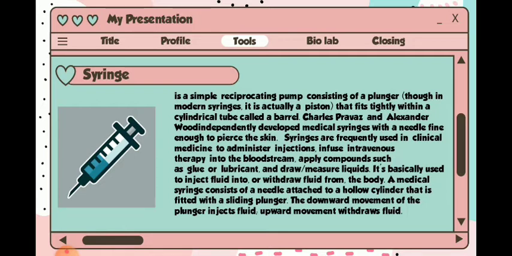Syringes are frequently used in clinical medicine to administer injections, infuse intravenous therapy into the bloodstream, apply compounds such as glue or lubricant, and draw or measure liquids. It is basically used to inject fluid into or withdraw fluid from the body. A medical syringe consists of a needle attached to a hollow cylinder that is fitted with a sliding plunger. The downward movement of the plunger injects fluid, upward movement withdraws fluid.